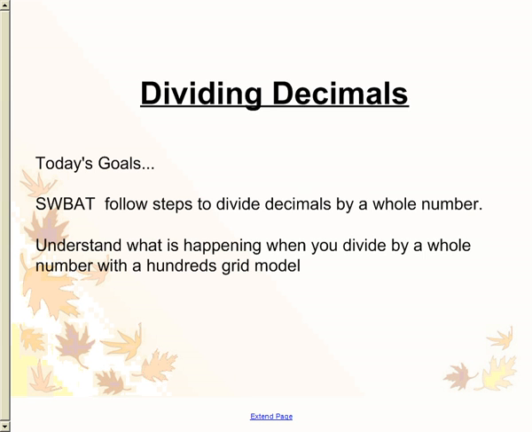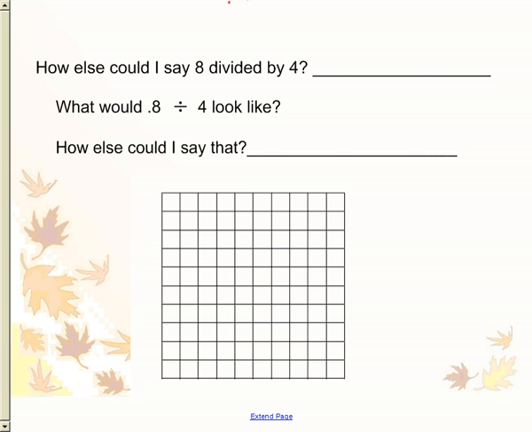All right, now that you are a pro at adding, subtracting, and multiplying decimals, it's time to start dividing. So today's goals, students will be able to follow steps to divide decimals by a whole number. Students will be able to understand what is happening when you divide by a whole number using a hundreds grid as your model. Let's start with a really simple example of division.